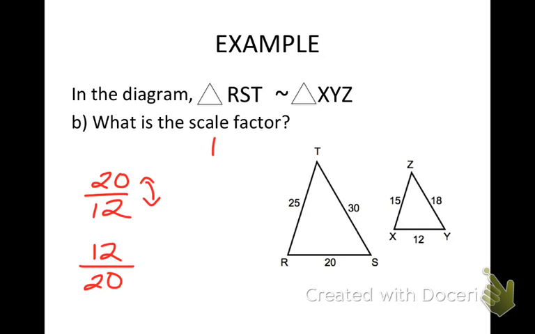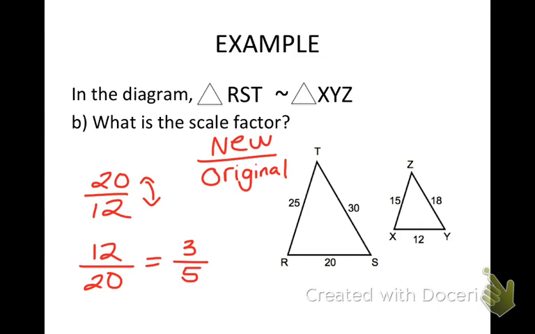So for your scale factor, you're going to put new over the original. Just like when we did our scale for the homework, we did the model over the actual, right? So the model is the new one over the actual. So the same thing applies here. New over the original. Can I reduce 12 over 20? So taking out 4 gets us 3/5. So my K is equal to 3/5.